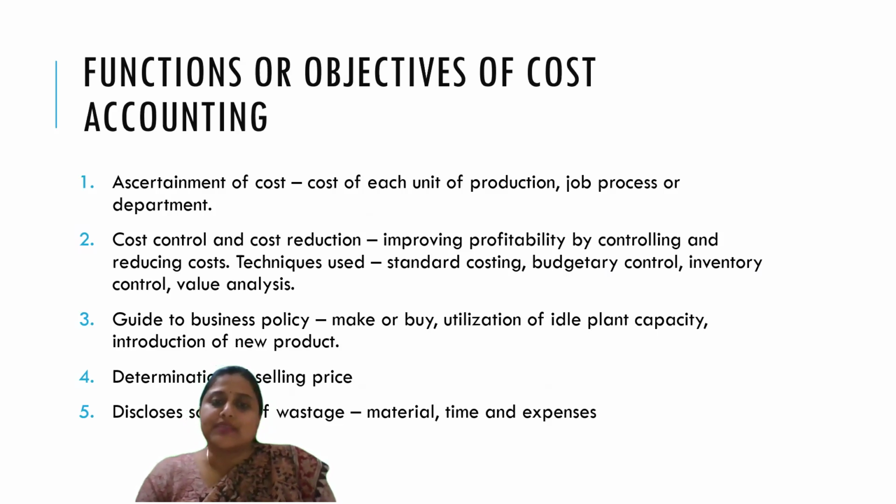The third one is guide to business policy. Cost accounting helps us in taking decisions such as make or buy. Say, for example, you have two options, either to make a component or buy a component from outside. This technique will help us in analyzing whether we have to make the product or buy the product. Then, if there is idle plant capacity, can it be used for producing more products, or can we introduce a new product? Then we talk about determination of selling price. Once you ascertain the cost, you can add a percentage of profit to it and then determine your selling price.